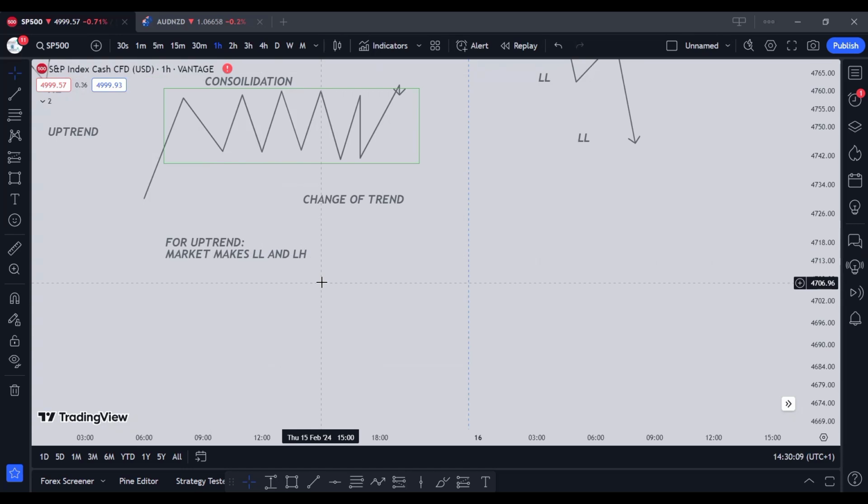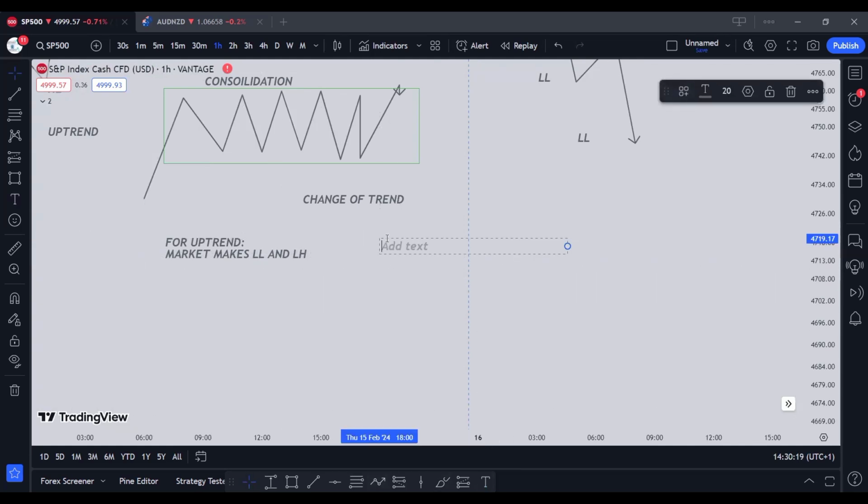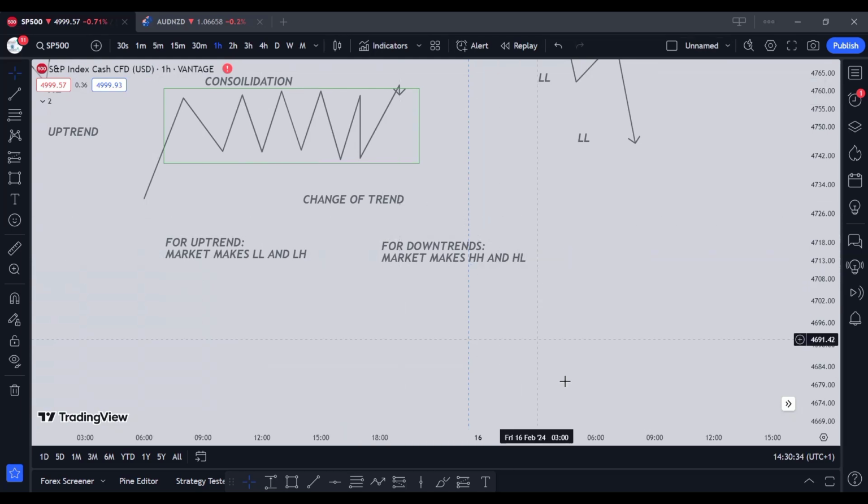The market is about to change from uptrend to what? Possibly downtrend. The opposite is the case for downtrend. Market makes higher high and higher low. Once you're in a downtrend and the market makes higher high and higher lows, you know that the market is changing to an uptrend. And if the market makes lower low and lower high, you know that the market is changing to a downtrend.